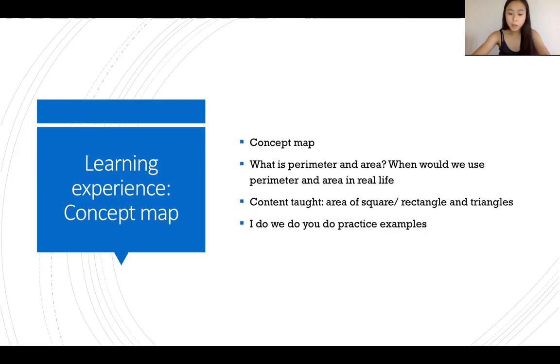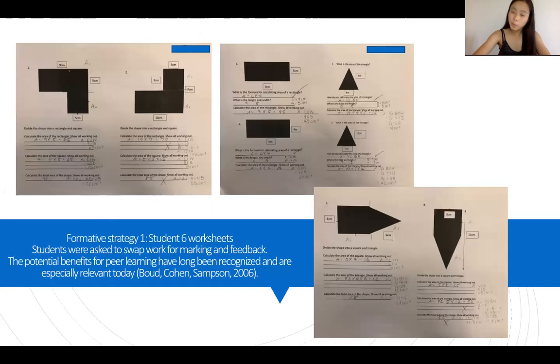We continued to learn about calculating perimeter and area of squares, rectangles, and triangles, and we worked through guided questions using I do, we do, you do, to ensure that the students were ready for the next task, which was my formative strategy.